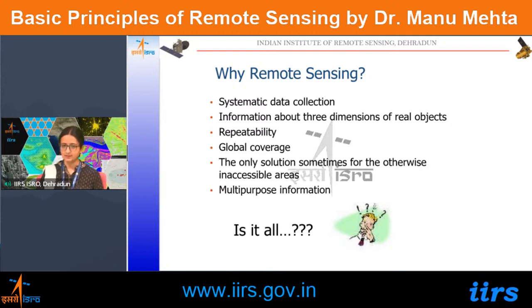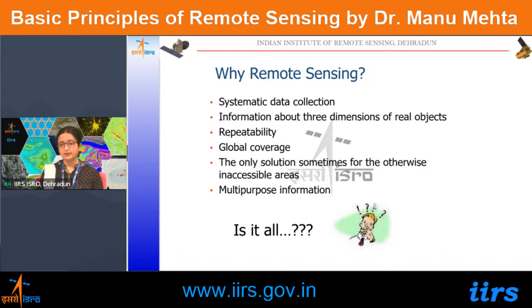So the same type of information can be extracted and interpreted in different ways by different application groups. But is it all? These are some of the advantages I have listed here. Of course, there are many more. You can look at them yourself. But is it all? Should I throw away the thermometer as I discussed in the very beginning?